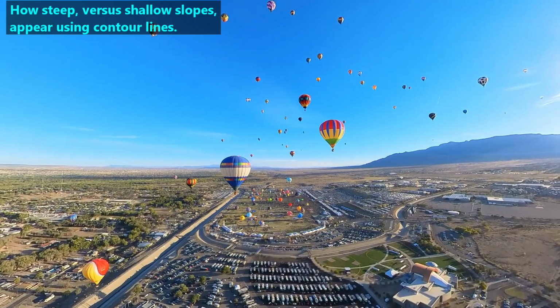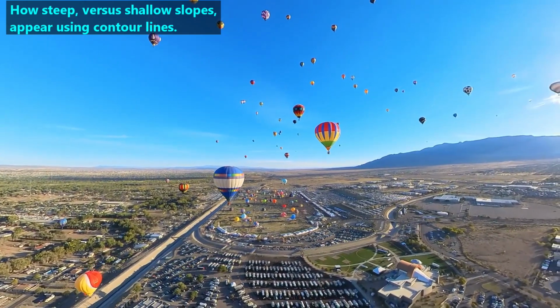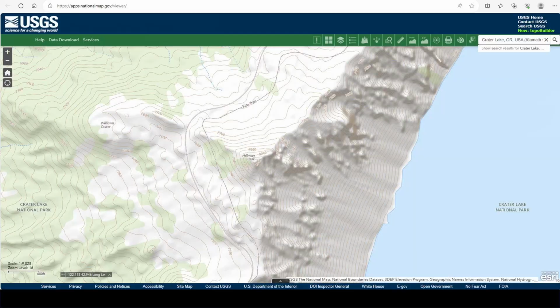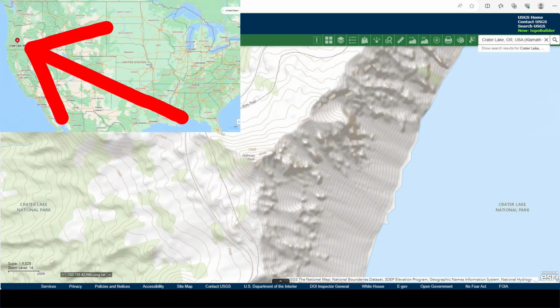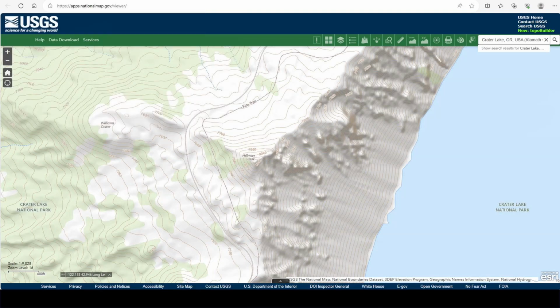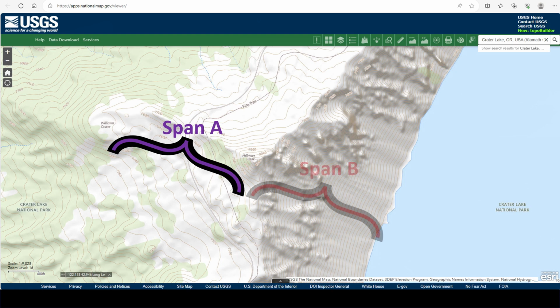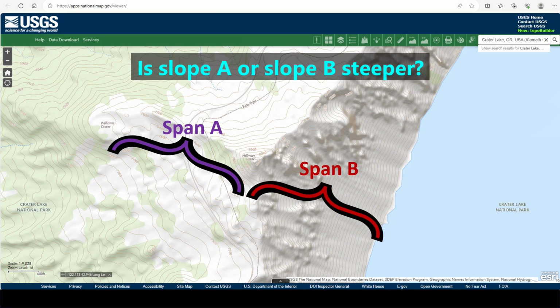Next, let's look at how shallow versus steep land looks using contour lines. Here are contour lines at the edge of Crater Lake. Crater Lake was formed after a volcano erupted. Would you say that the steepest slope from the edge of the rim is under span A, which is facing away from the lake? Or would you say the steepest slope is under span B, which is facing towards the lake?